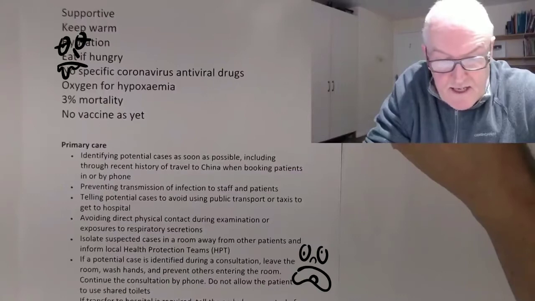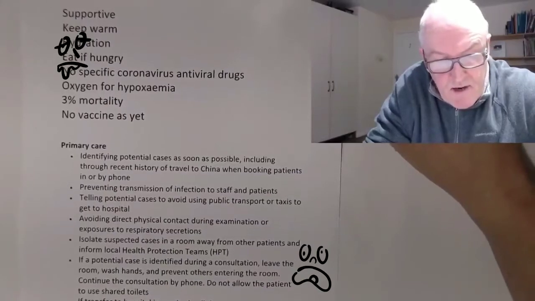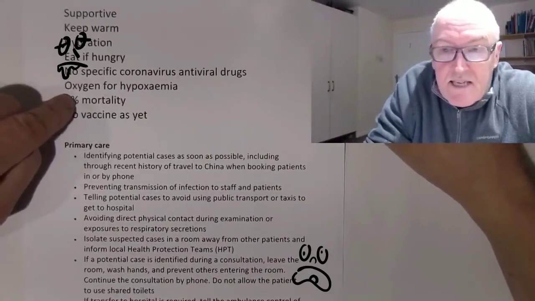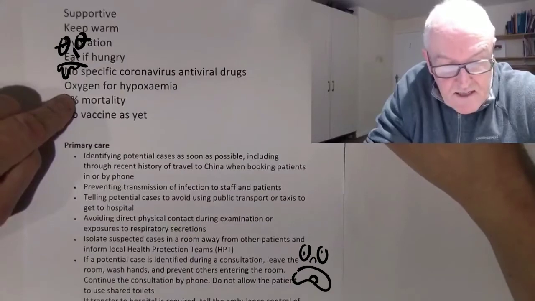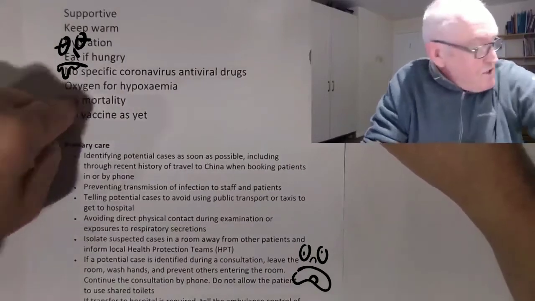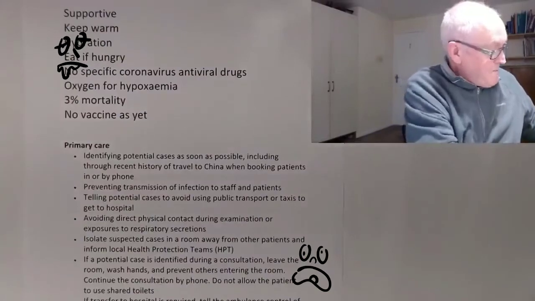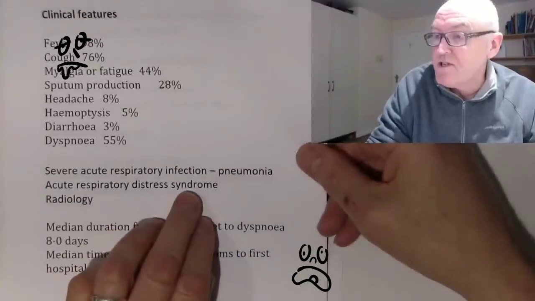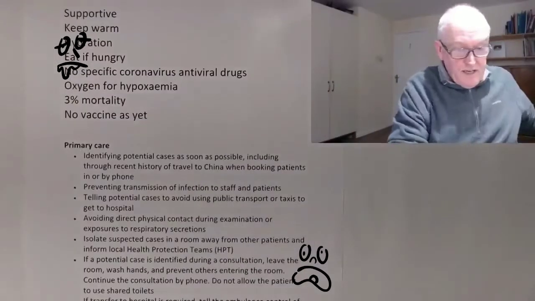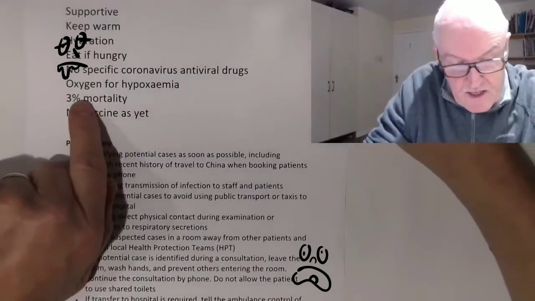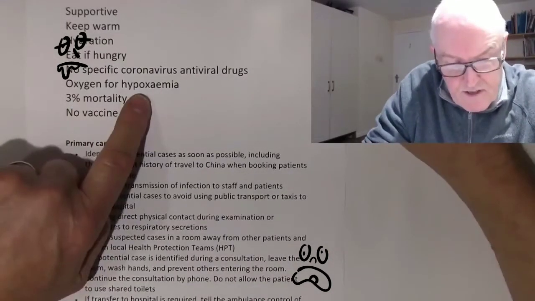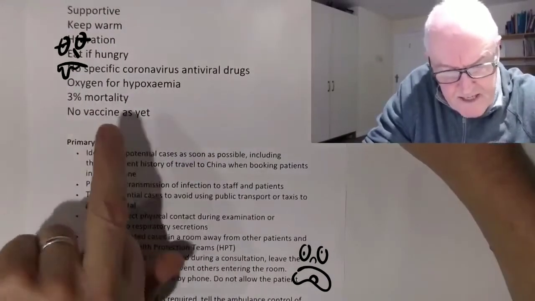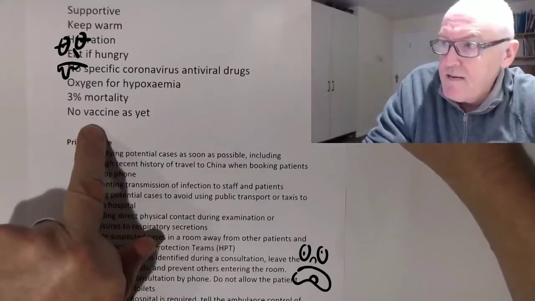No specific antiviral medications, I'm afraid. The Lancet at the moment says nothing has been proven effective. But we did say that we can have these acute respiratory syndromes. And if someone's got pneumonia or the acute respiratory distress syndrome, then they're not getting enough oxygen in, so supplementary oxygen would become very important. That's probably the main reason for hospitalisation: oxygen. 3% mortality. People are working on vaccines, but we don't have them.